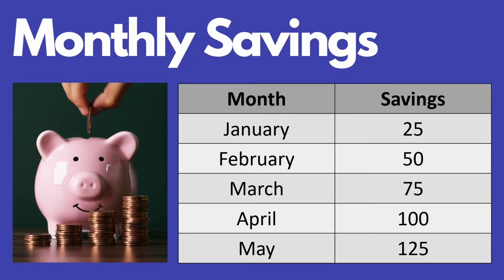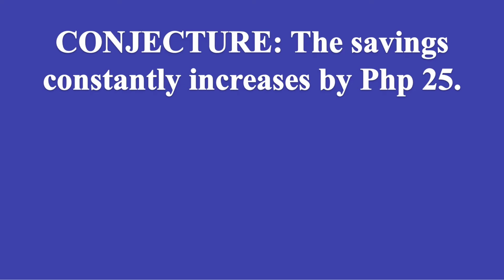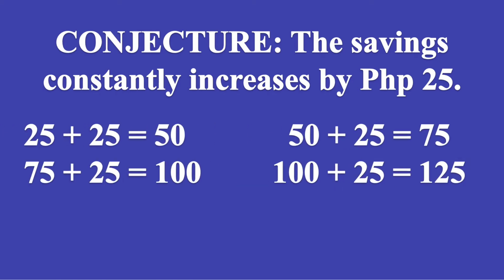The last example is the monthly savings. In the given table, it is shown that in January, the savings is 25 pesos. In February, 50 pesos. March, 75 pesos. April, 100 pesos. And May, 125 pesos. The conjecture here is that the savings constantly increase by 25 pesos.